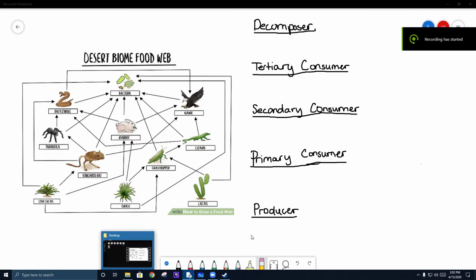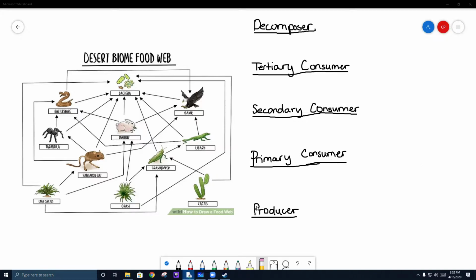Okay guys, so I am going to explain last week's assignment where you had to look at a food web and then break it down to the different types of producers and consumers. A lot of you were close, but some of you got it wrong because you didn't understand that organisms can be more than one type of consumer.